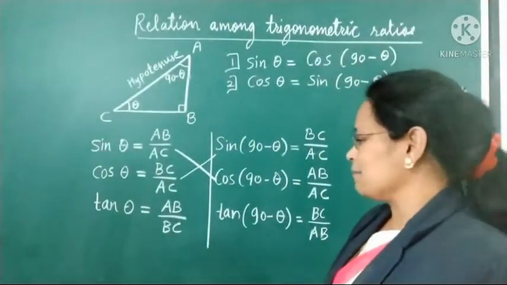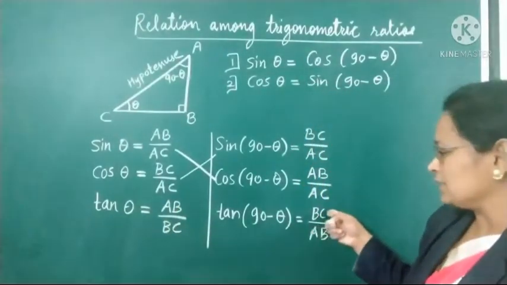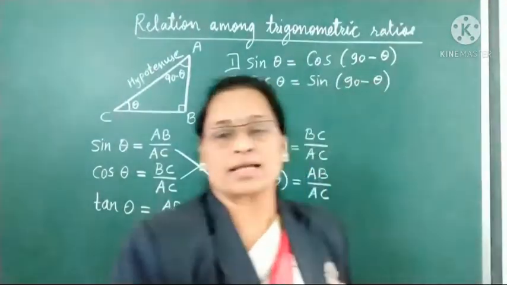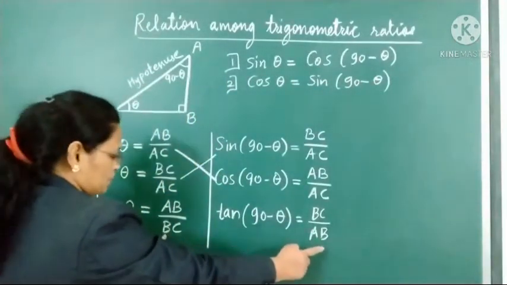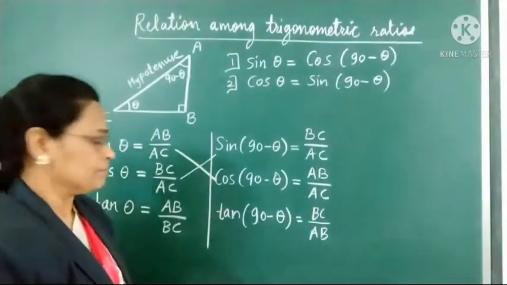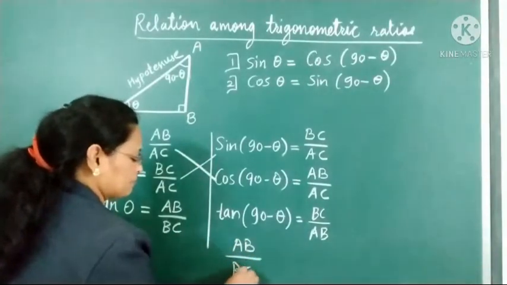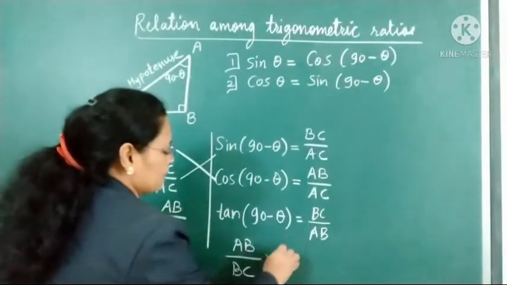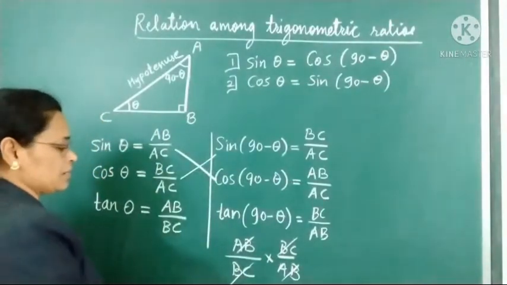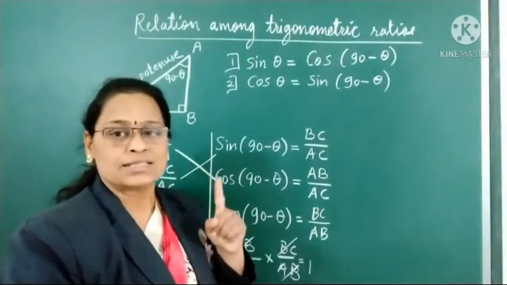Is there any similarity? No. But we can see that tan theta is AB is to BC, and tan 90 minus theta is the opposite of that, BC is to AB. Means we can say that tan 90 minus theta is the reciprocal of this. So if we multiply both the ratios, AB is to BC and BC is to AB, then we get 1. If we multiply AB is to BC by BC is to AB, then BC is divided, AB is divided and we get the answer 1. So we can say the product of tan theta and tan 90 minus theta is 1.